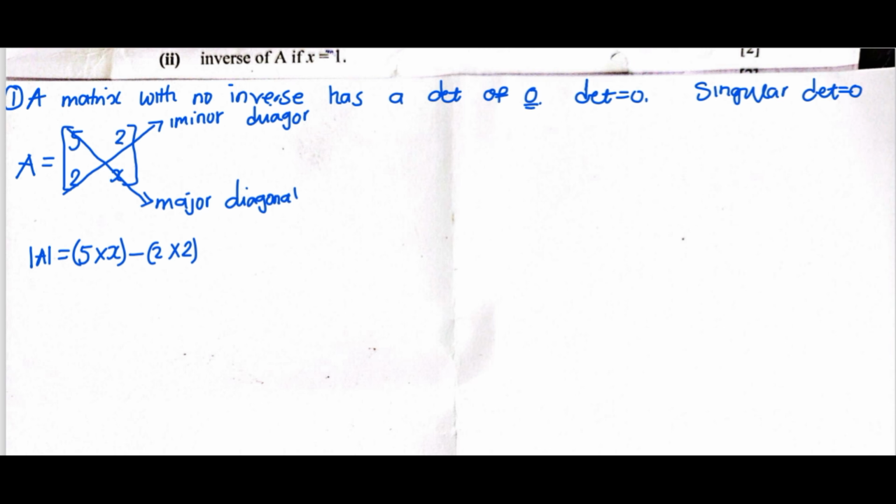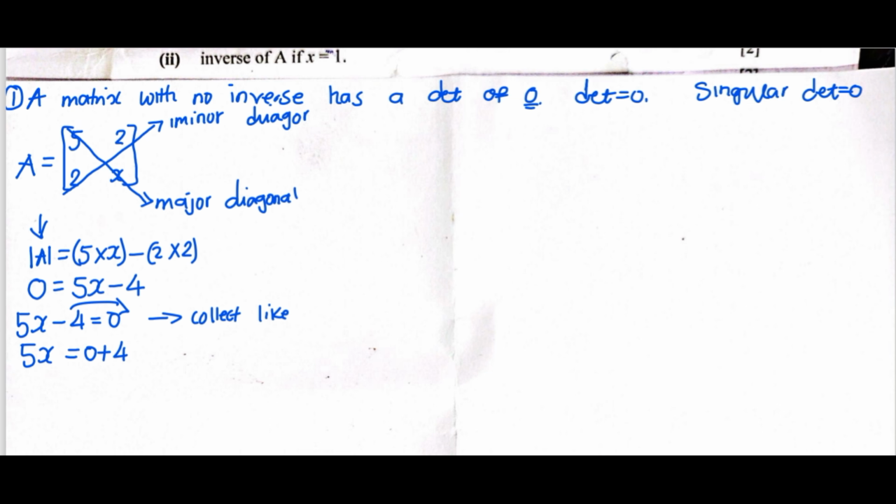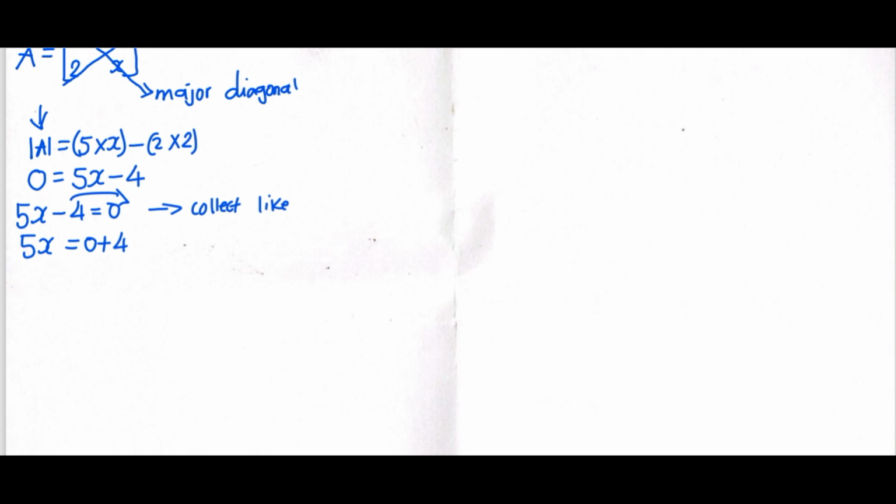Then how can we find the value of x? Where there is determinant here, we are going to substitute with 0. So we put 0 here. 5 times x will give us 5x, minus 2 times 2 will give us 4. Then let me first begin with this expression, 5x minus 4 is equal to 0. Then here we are going to collect the like terms. So this negative 4 will shift to this side, giving us 5x is equal to 0 plus 4. So what is 0 plus 4? Is just 4. Then we divide by 5, also by 5. So x can be left as a fraction, or if we divide 5 into 4, we get 0.8.